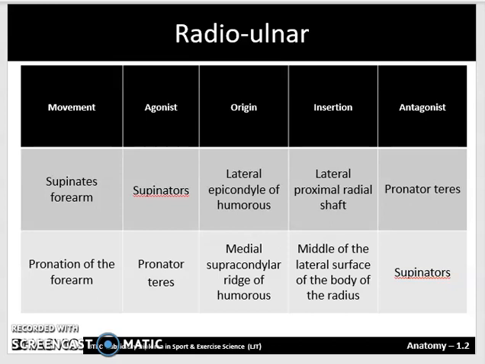For the pronator teres, the movement will be pronation of the forearm, origin will be medial supracondylar ridge of humerus, and the insertion will be middle of the lateral surface of the body of the radius.